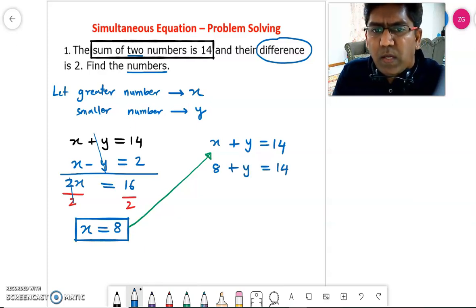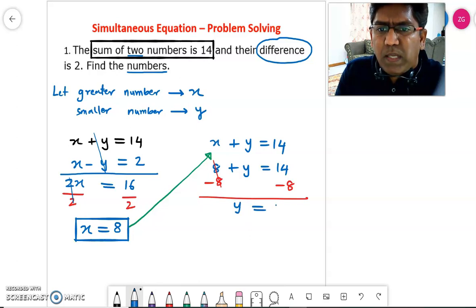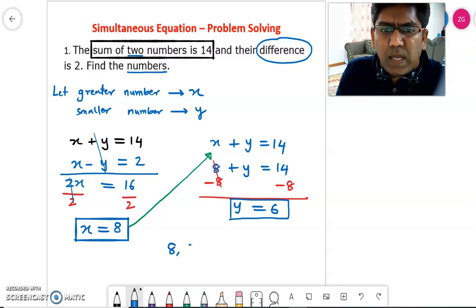Now I need y alone, so I need to eliminate 8. So I'll do minus 8 on both sides. So plus 8 and minus 8 will get cancelled. I get on my left hand side y. 14 minus 8 gives me 6. So the required numbers are 8 and 6.